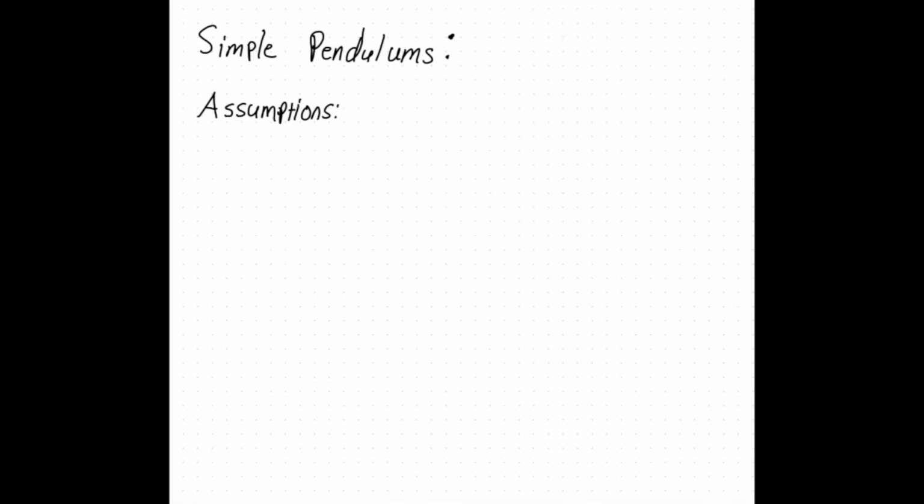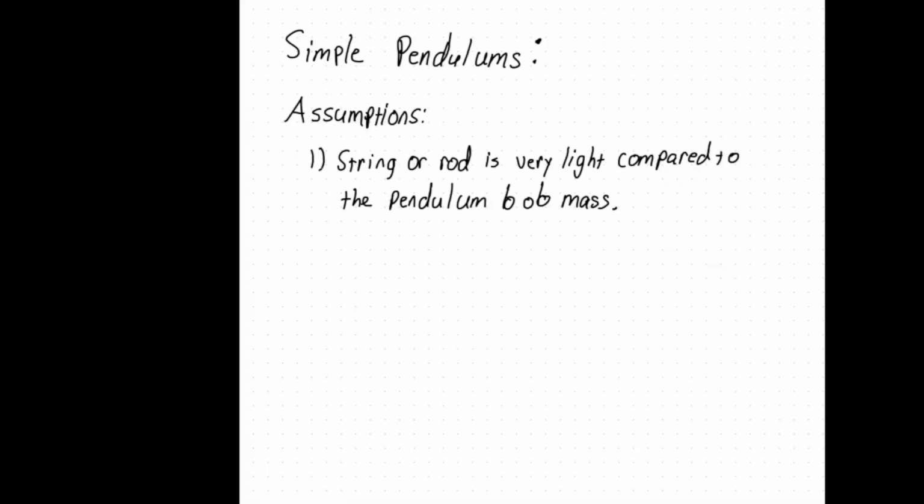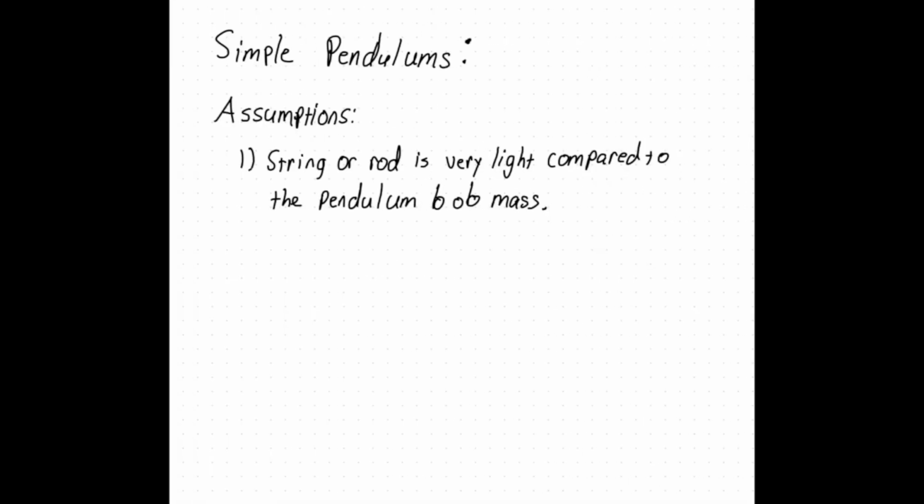So to start with, like we usually do when it comes to new situations, we have to make some simplifying assumptions. And those assumptions are, first, that a string or rod that connects the pendulum bob to the pivot point is very light when compared to the bob's mass. So here is our pivot point, this dot. From there, I have a pendulum string attached to that pivot point, and then attached to the string is a mass m. And so the mass of that string or rod for the pendulum is going to be much, much smaller than the mass of the bob.